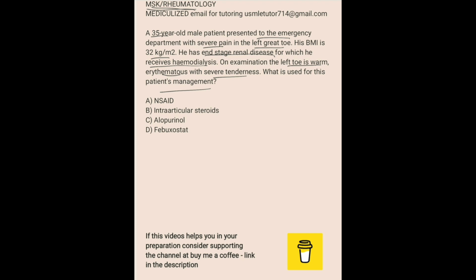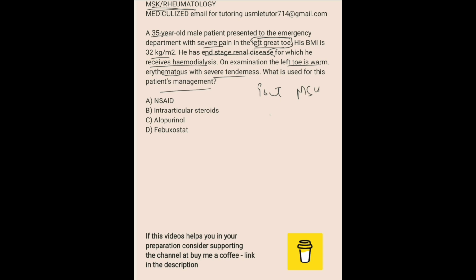As you can see, this is a really typical scenario of gout. Gout is monosodium urate crystals that deposit in the joints. Most commonly it will be the toe, the great toe. And so here is the gout flare.